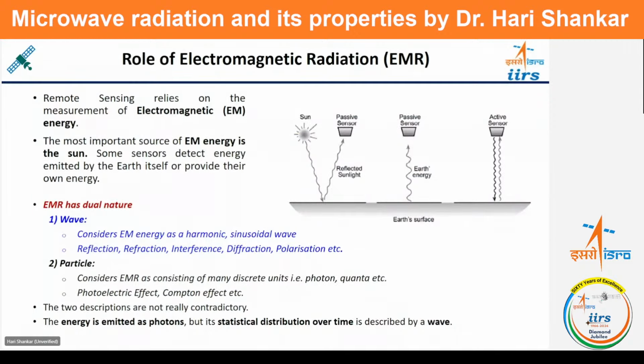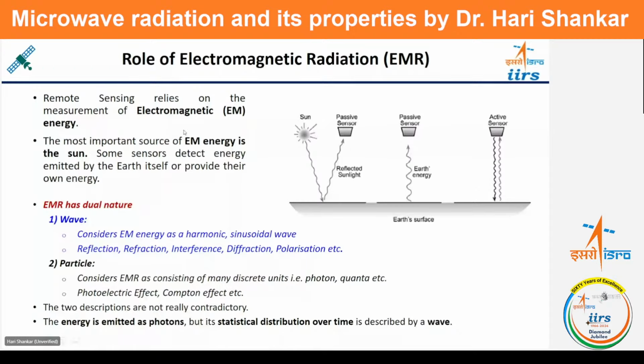If you see in general the role of electromagnetic radiation, the major source of electromagnetic radiation is the sun. Radiation from the sun goes in all possible directions, but part of it moves towards the earth surface. After interacting with the earth surface, part of it is reflected towards many sides, but the sensor is in space, so part of that reflected energy also moves towards the sensor. Whatever energy reaches the sensor is converted into remote sensing images.